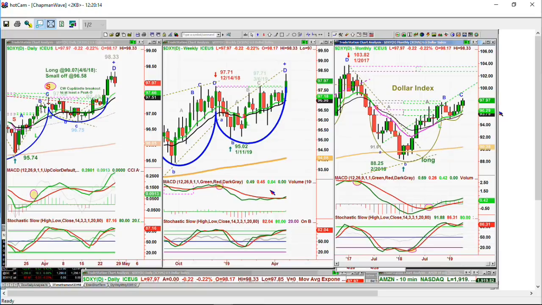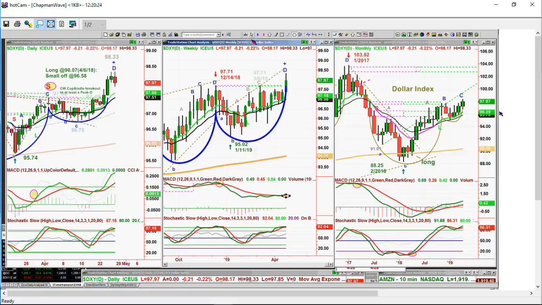MACD is strong. The weekly has just, this is like the silver chart in a way. Look, the MACD in the weekly chart has just crossed positive. So if it gives it back very quickly, that's not going to be too great. But at this point, this is a nice sign. The stochastic's at 82%. That's good. Look at the monthly chart. The MACD is strong. Stochastic's at 86%.